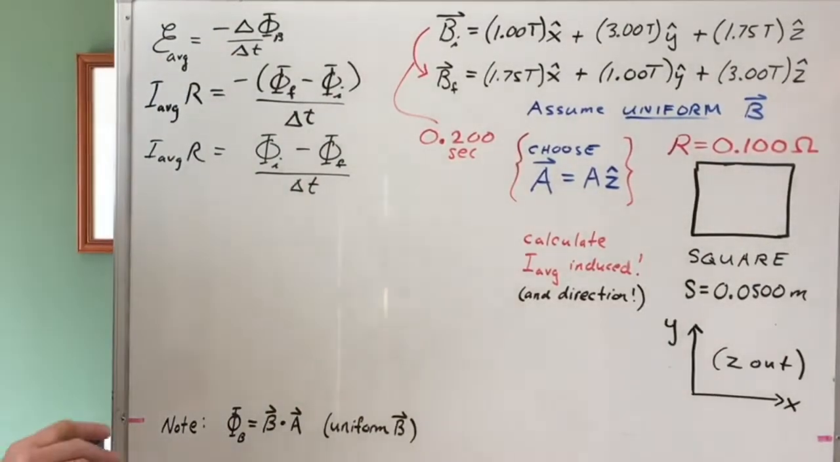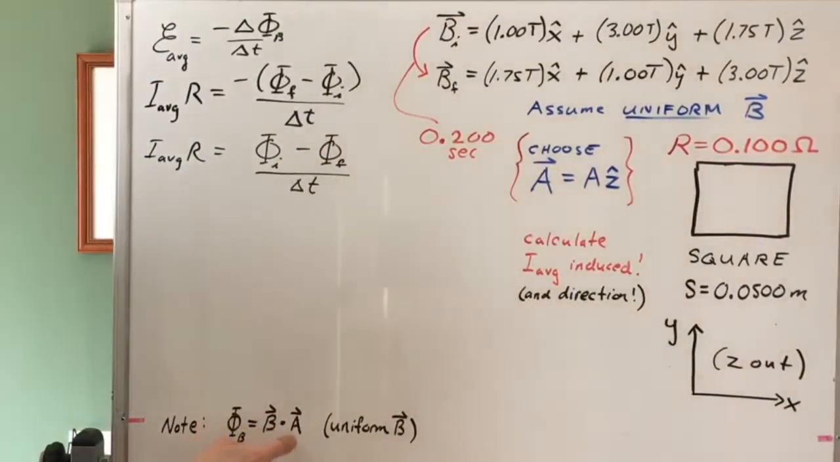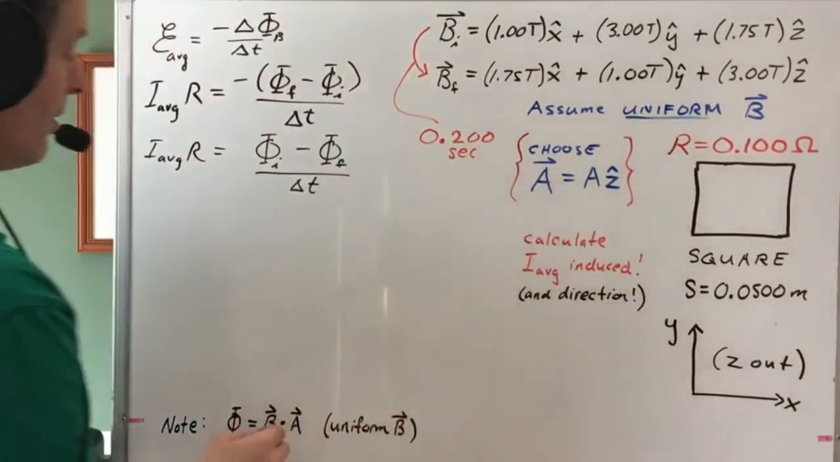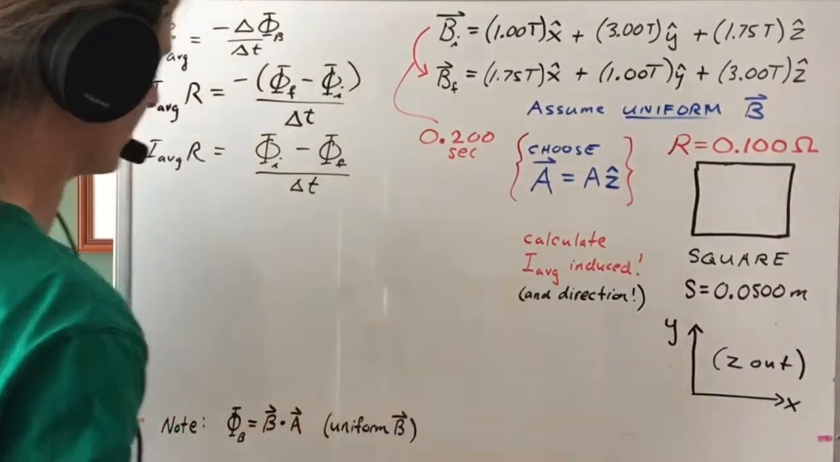Okay, and now what I'm going to do is plug in the magnetic flux expression for the initial and final, noting that the area vector is not changing, but the magnetic field is. So in each case, I'm going to have the same area vector, but a different magnetic field vector.